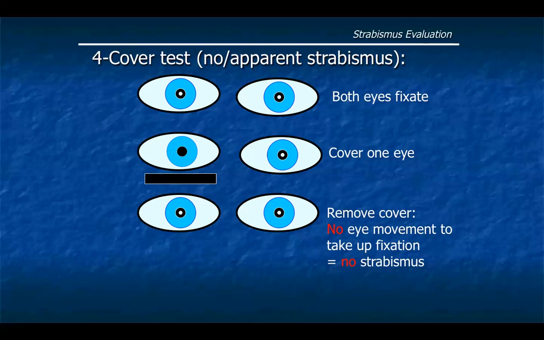So in the first picture, both eyes are fixating. Cover one eye. There's no movement in the left eye, and the eye under the cover, we do not see it. And then we remove the cover. If the covered eye does not move to pick up fixation, this means there is no strabismus. So a patient with no strabismus or apparent strabismus does not move any eye to pick up fixation with the cover test. And we repeat the cover once for the right eye and once for the left eye.